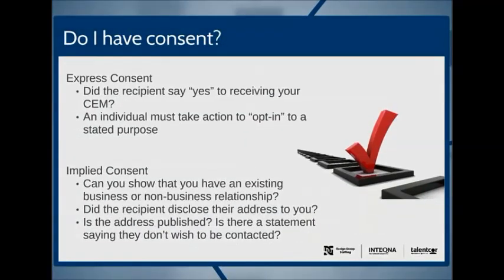So how do we know if we have consent? There are two kinds of consent: express consent and implied consent, as defined under CASL. Under express consent, did the recipient say yes to receiving your CEM? And the individual must take action to opt in to a stated purpose. So for example, it is no longer acceptable for someone to have a website or a location where the opt-in is defaulted to yes. It needs to be an action to opt in on behalf of the recipient in a knowing fashion.